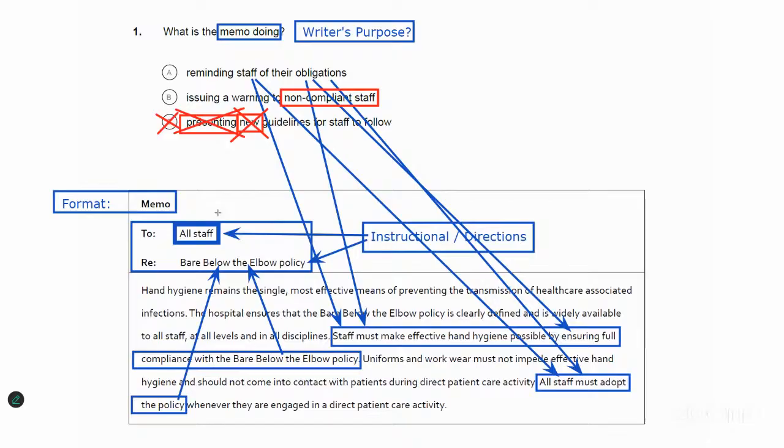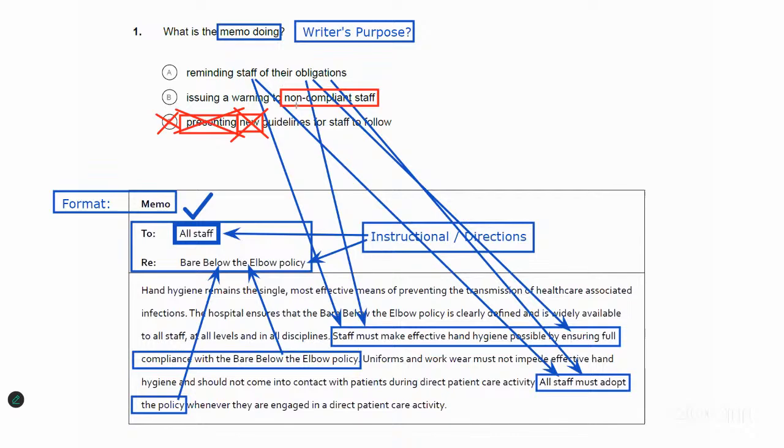What do you mean by all the staff? Compliant plus non-compliant. So the memo is for all the staff. B is talking only about non-compliant staff, but there is no mention of non-compliant. All the staff is compliant plus non-compliant. Compliant maybe 60%, non-compliant maybe 40%, or compliant 40% and non-compliant 60%. So for all the staff, there is no division. Compliant plus non-compliant is equal to all staff. So because of this, B is ruled out.